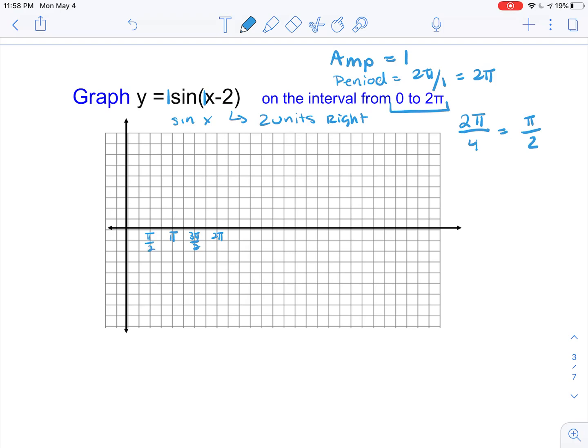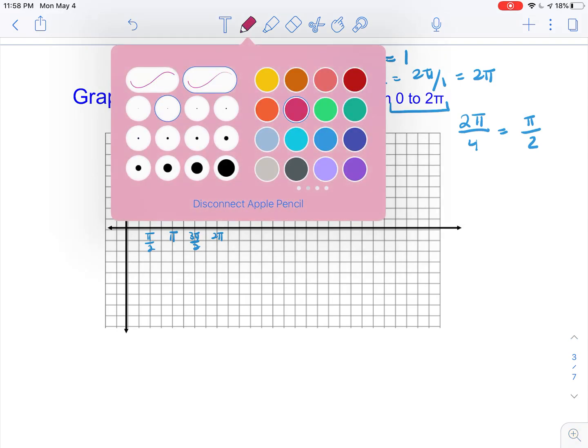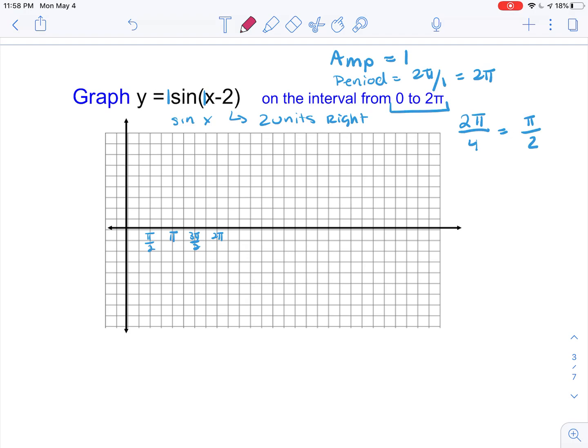Whether or not my period was equal to 2 pi, I would still need to continue the graph all the way to 2 pi. Okay, so we have our amplitude, we have our period, we have our major places where our points are going to be. So the first thing I'm going to do is start with the sketch of the parent function, the sketch of sine of x.